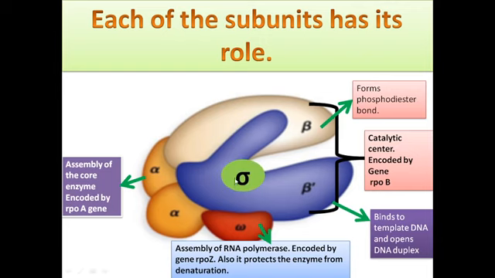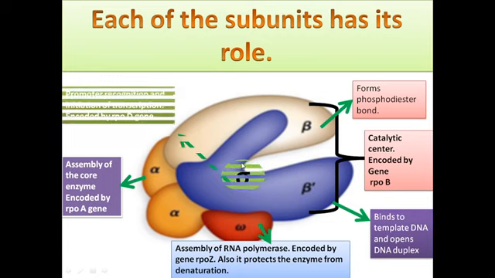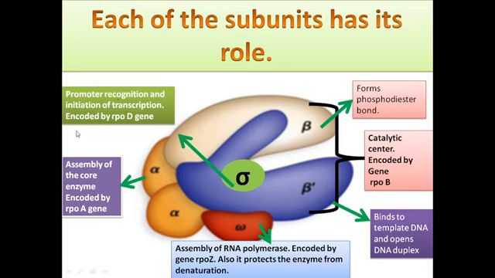Then comes another important subunit which we call sigma, of which we have already talked about. It is the subunit which actually recognizes the sequence in the DNA from where the gene is to be transcribed into RNA, and those sequences are called promoter sequences, of which we will be talking in detail. So its work is to recognize promoters and to initiate transcription, and it's encoded by the rpoD gene.